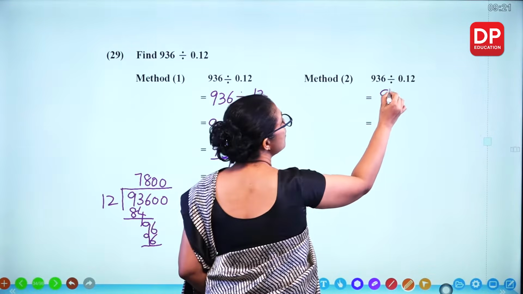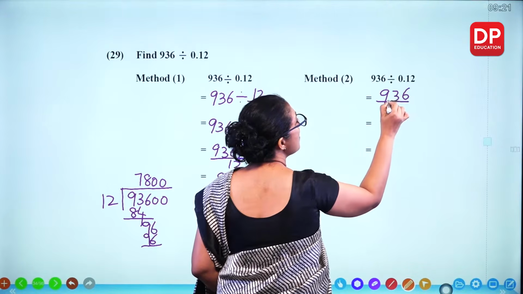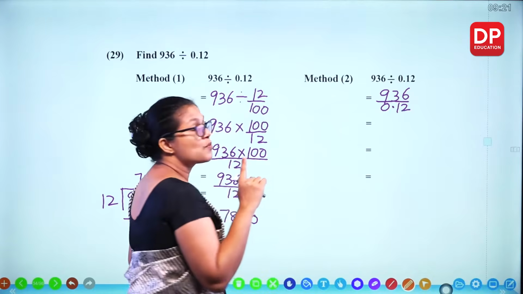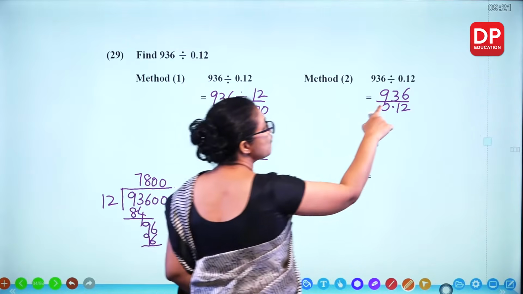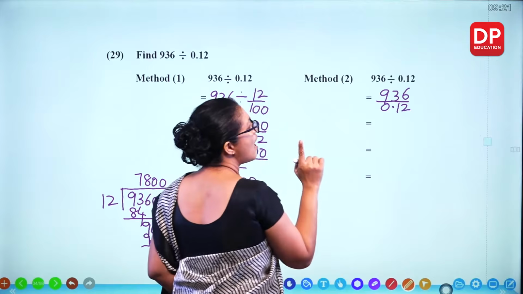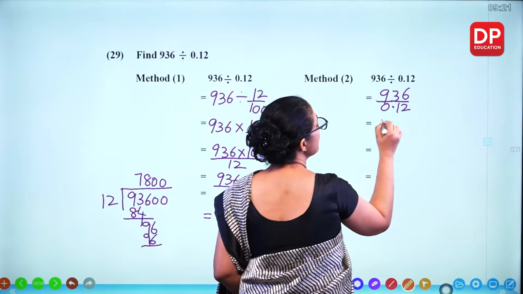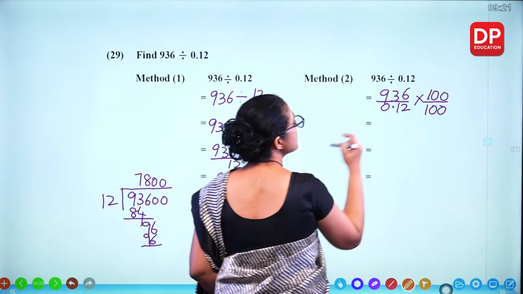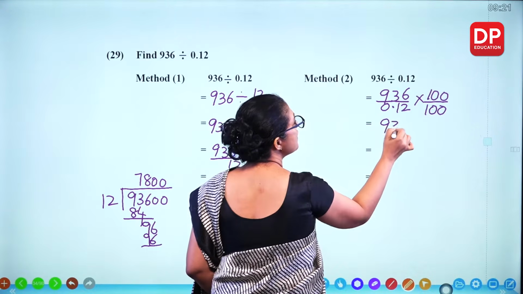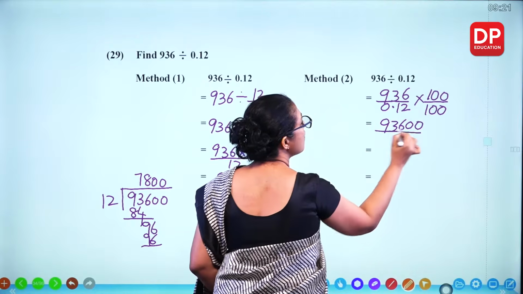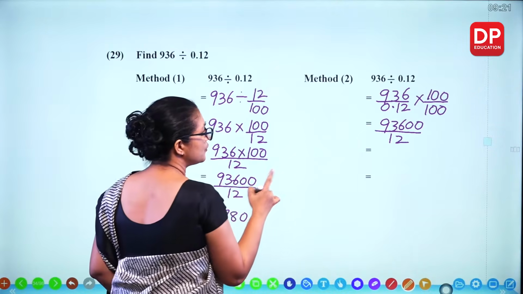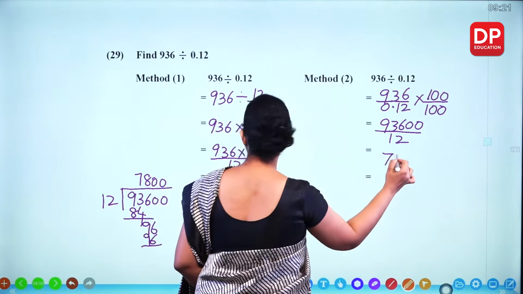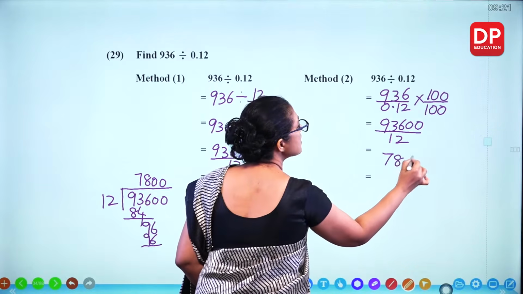Now we'll use the other method. So how do you write it down? 936 divided by 0.12. In order to get the decimal point away, you have to multiply this by 100. So you do the same thing to the numerator and the denominator. So what's the question now? 93600 divided by 12 now. So what is 936 divided by 12? You get the same answer, 7,800.